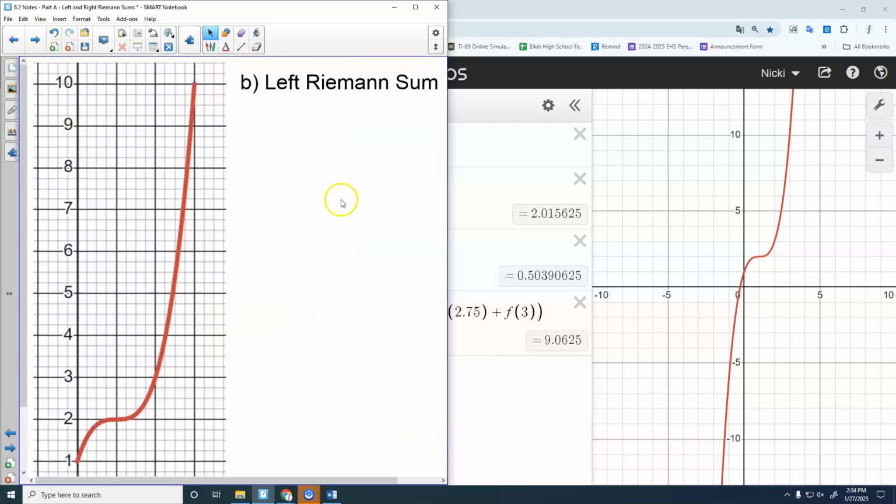Okay, for the next one, we've got the same equation, same graph, but this time we're still looking at the same area. So I'm going to highlight that same area again. This is what we're looking at. Same 8 subintervals, but this time our corner is where we're going to have our left corner of our graph.